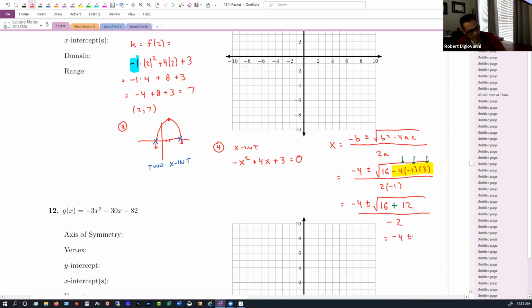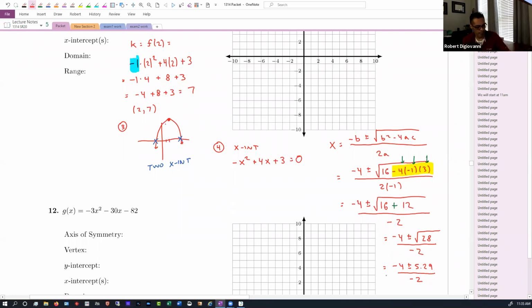-4 plus or minus square root. Now we can do 16 plus 12, that's 28. And then divide all that by -2. And unfortunately, the square root of 28 is not a perfect square. So this is where you break out your calculator and you do the square root of 28. And we're going to get a decimal, and we're going to round it to 2 decimal places. 5.29. So -4 plus or minus 5.29. And again, the square root symbol is gone, right? We've already taken the square root, so don't write it again.